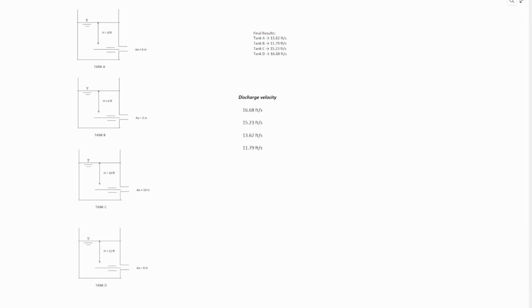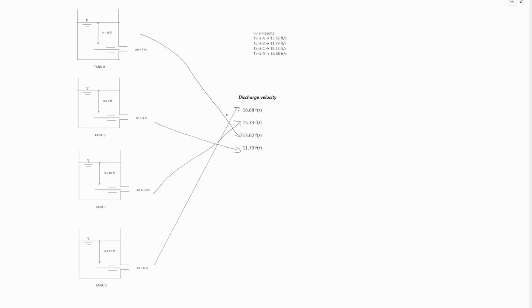Now it's time to match the velocities. So the velocity of tank A is 13.62 feet per second. So that is going to be this over here. Tank B is 11.79 feet per second, there you go. Tank C is 15.23 feet per second, there we go. And tank D is 16.68 feet per second, there we go.